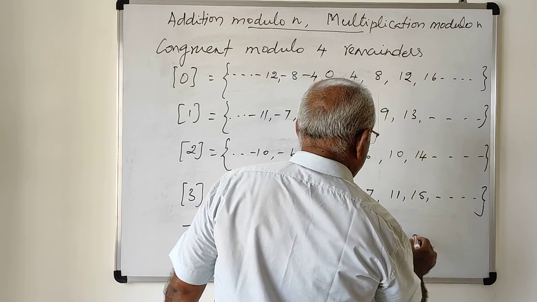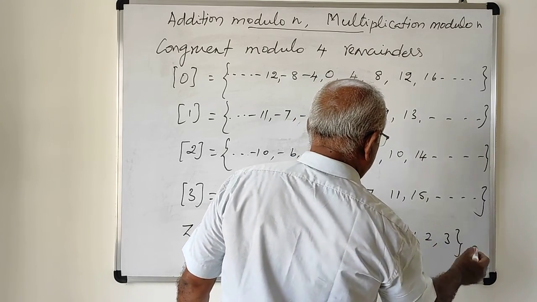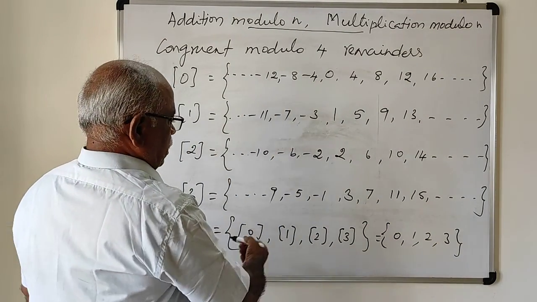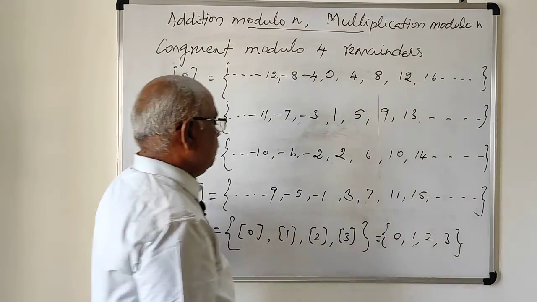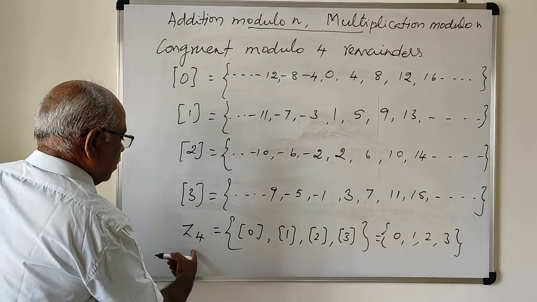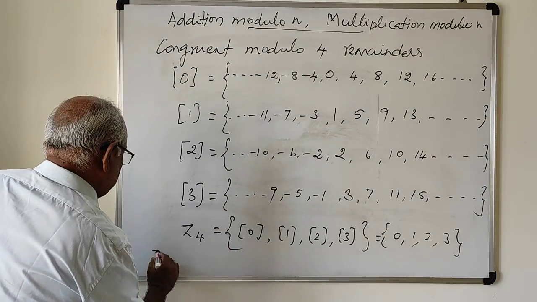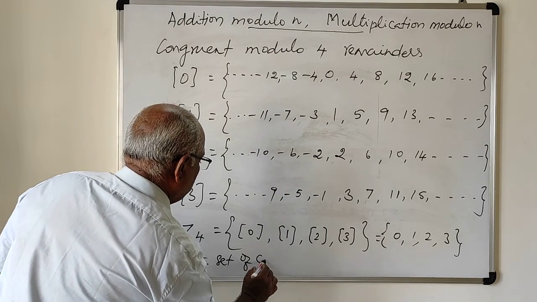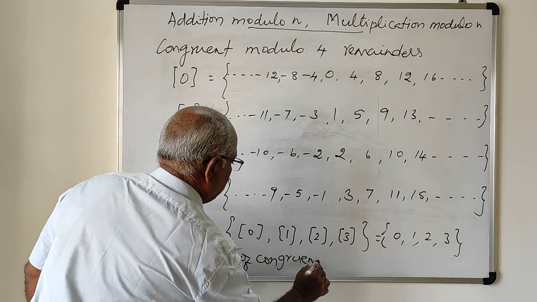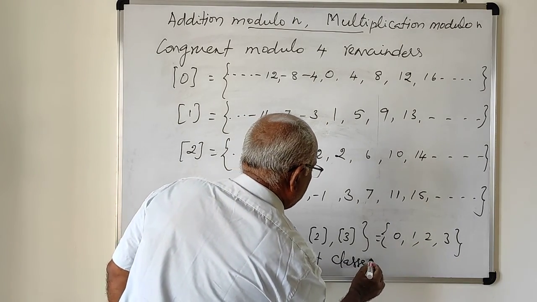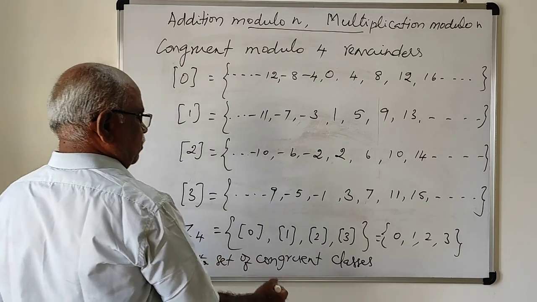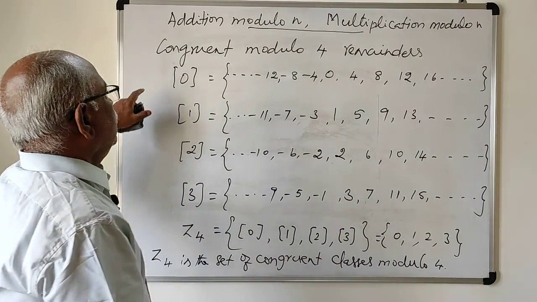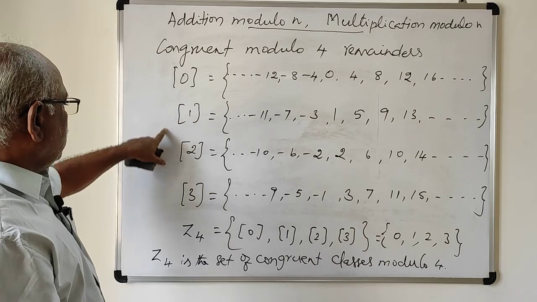It is otherwise written as 1, 0, 1, 2, 3 as it is. Instead of writing this within the brackets, we can write simply the numbers also. We can rewrite this set like this. So Z4 is a set of congruent classes modulo 4. These are called congruent classes.